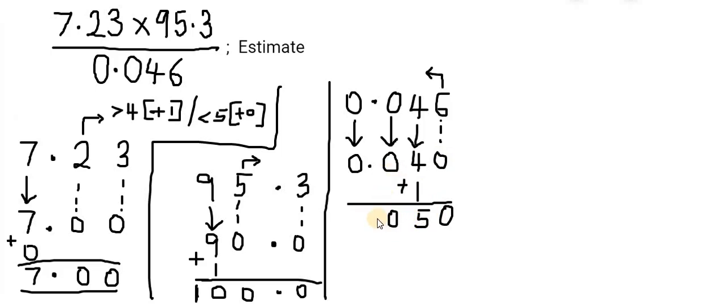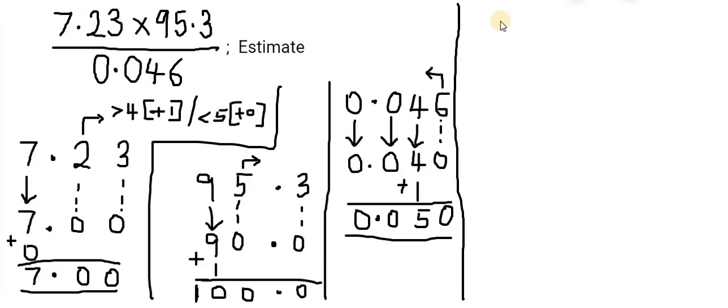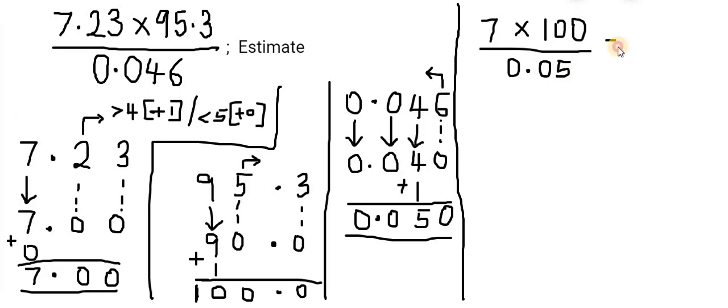That's 0.0, so 0.046, which is 0.05. Now, to estimate, I can rewrite what I'm trying to solve now: 7 times 100 divided by 0.05. Okay? So that's the same as 700 over 0.05.